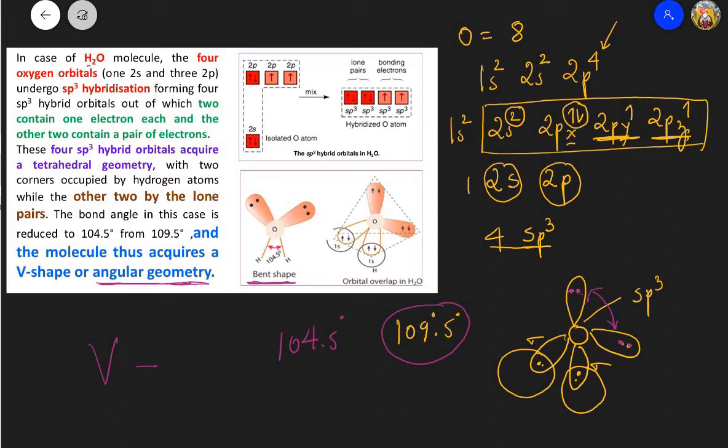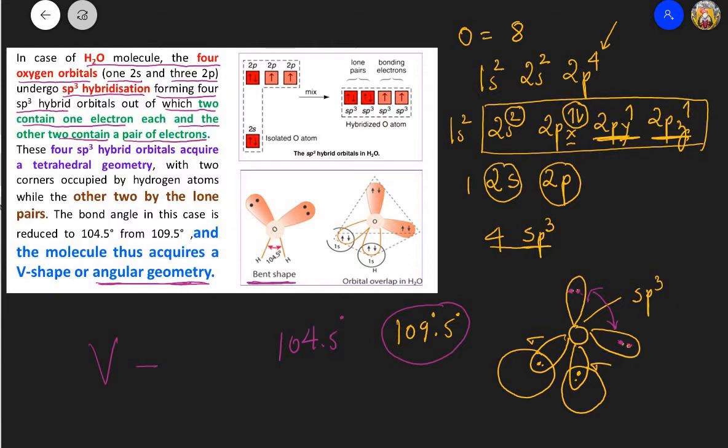In the case of H2O molecule, there are 4 oxygen orbitals. Which are those? One is 2s and the remaining 3 are 2p orbitals. They undergo which type of hybridization? Sp3 hybridization. After Sp3 hybridization, how many will be formed? 4 will be formed. Which are those 4 Sp3 hybridized orbitals? Out of which 2 will be containing 1 electron, as I have already explained, and the other 2 will be containing a lone pair of electrons.